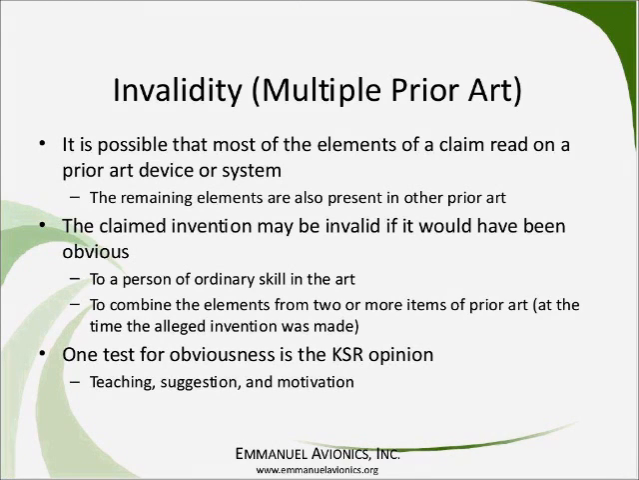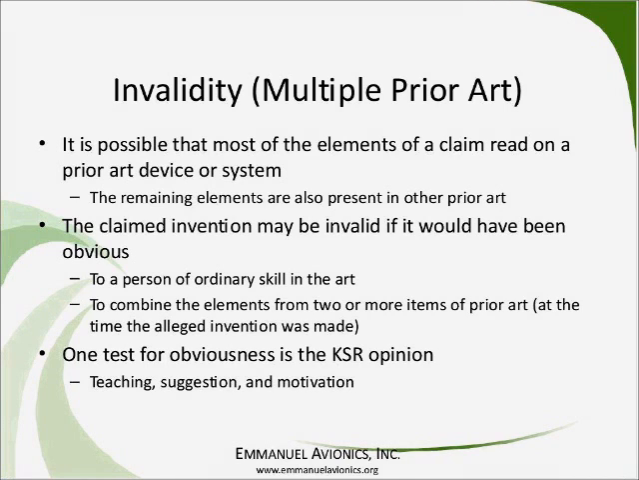So the expert needs to look at the arguments as to why it would have been obvious to combine the two elements of prior art in order to make this invention. These days, the usual test for obviousness is the KSR opinion, which came out a few years ago. And KSR was a company which made throttle pedals for automobiles.